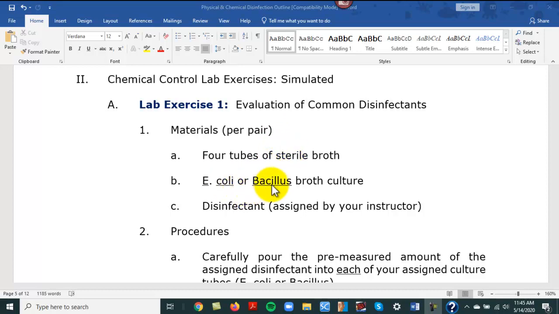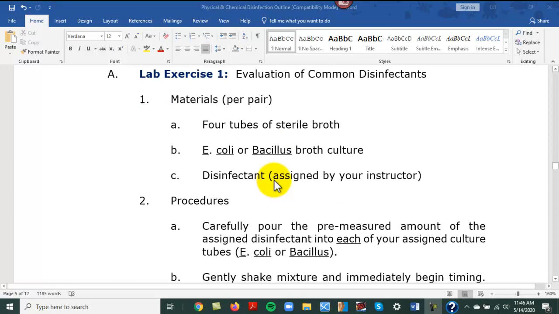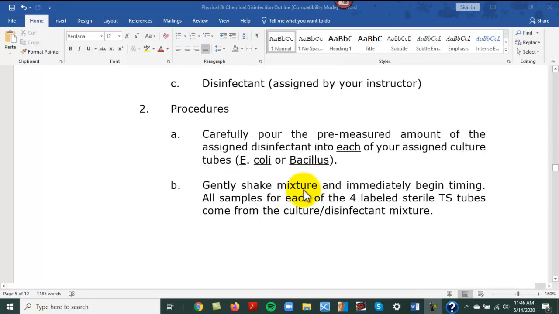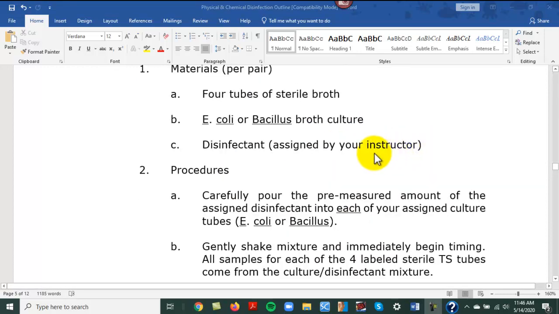You have 2 cultures of E. coli and bacillus. E. coli is a gram-negative, does not form spores. Bacillus is a spore former, a little harder to kill. If you have an old culture, they form spores, so they're a lot harder to kill. And then some kind of disinfectant that you're going to use. So carefully pour the pre-measured amount of a disinfectant into each of your cultures. Now, so if you have an E.